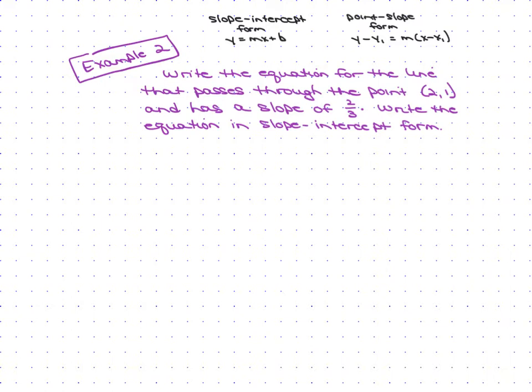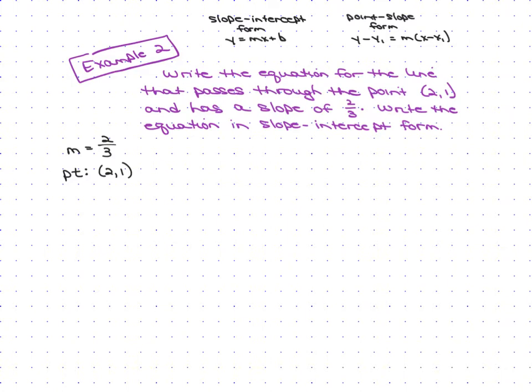Here's our second example. I'm just going to read this out loud. Write the equation for the line that passes through the point (2, 1) and has a slope of 2/3. Write the equation in slope-intercept form. So I know my final equation needs to be in slope-intercept form, even though I might not start there. I'm going to first pull out the important information. My slope, constant rate of change, is 2/3, and the point that I know on this line is (2, 1).